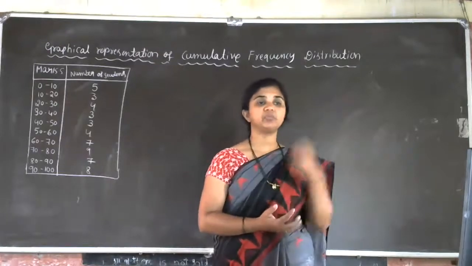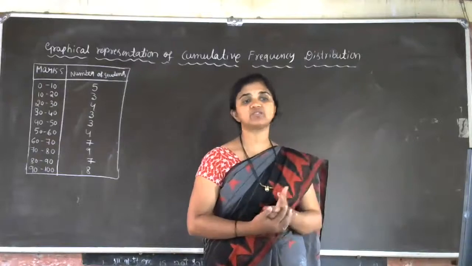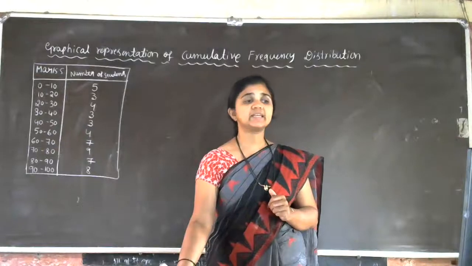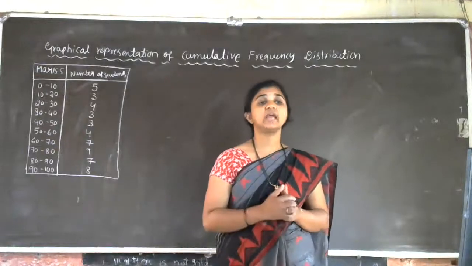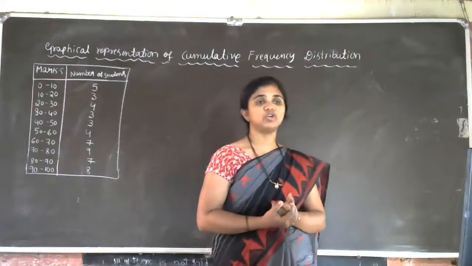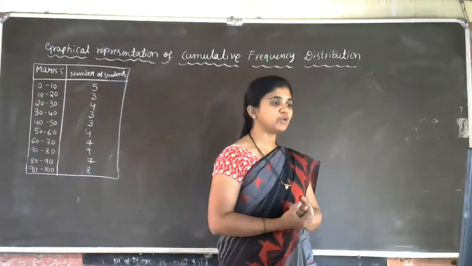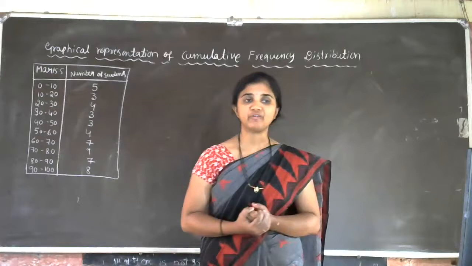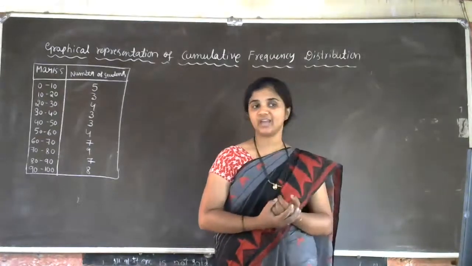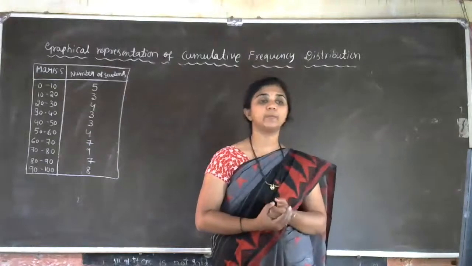How to find the mean using three methods, we discussed in the last class: direct method, assumed mean method and step deviation method. Then median: median is equal to L plus (n by 2 minus cf) divided by f, into h. Using that formula we can find the median of grouped data.